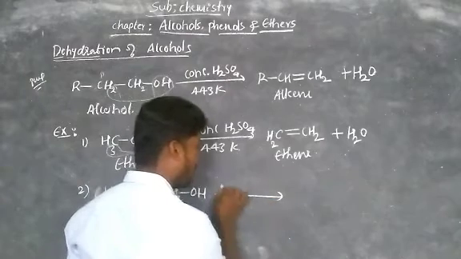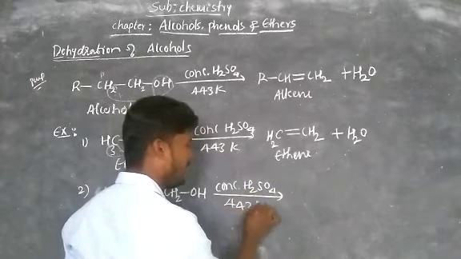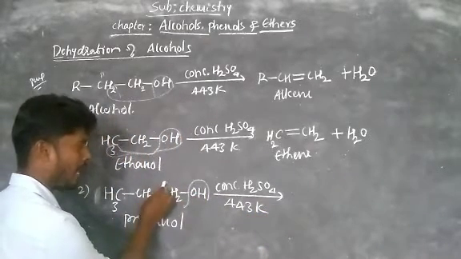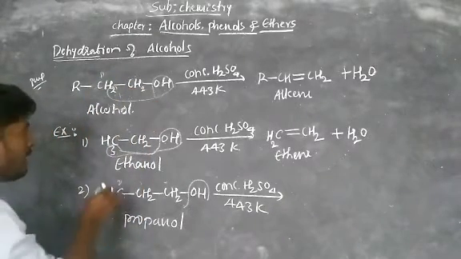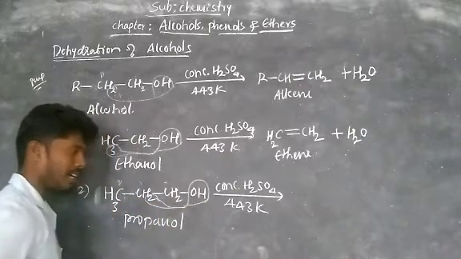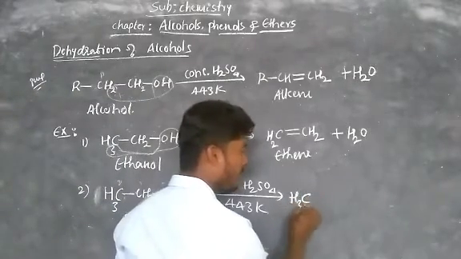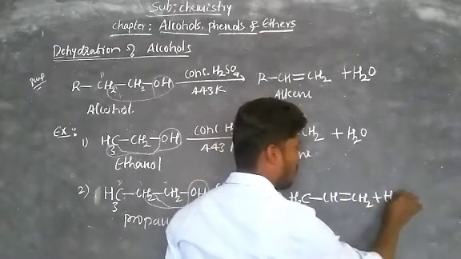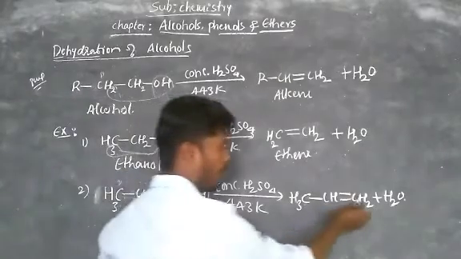Now this propanol is treated with concentrated sulfuric acid, H2SO4 at 443 Kelvin. So what do you get? OH, and this is the beta carbon, right? Alpha, beta, gamma. Okay, this is alpha, beta. The beta hydrogen is eliminated, and this hydrogen and OH becomes what? Water, and a double bond is formed between the alpha and beta carbon. So the resulting product is CH3-CH double bond CH2 plus H2O. So this is called dehydration of alcohols. Now propanol gives what? Propene. 1, 2, 3.